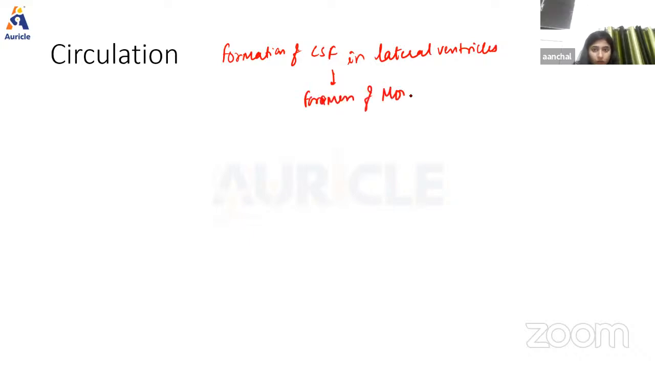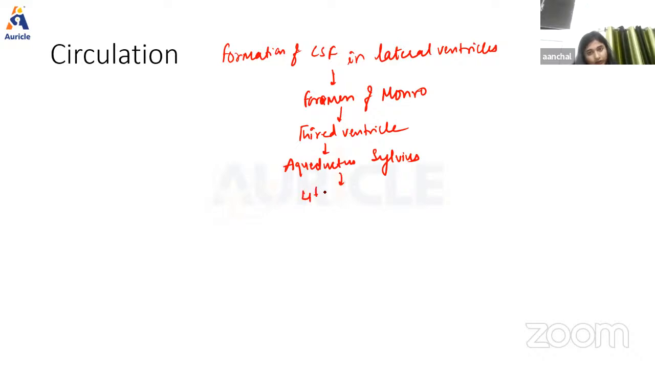Now, talking about the circulation. As we know, the formation of CSF occurs within the ventricle, basically in the lateral ventricle. Now from the lateral ventricle, through the foramen of Monro, it enters the third ventricle. And from here, through the aqueductus Sylvius, it enters the fourth ventricle.